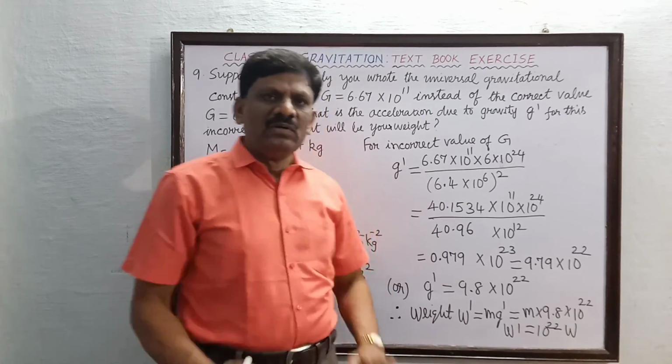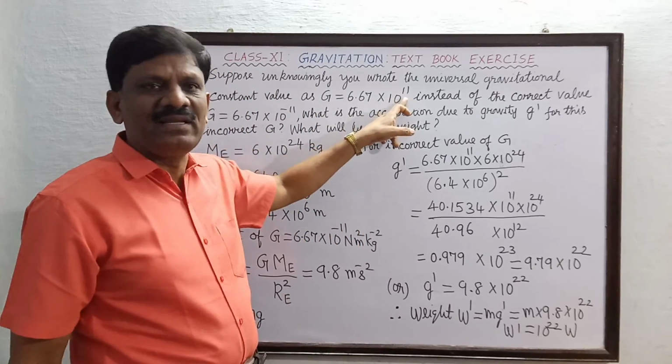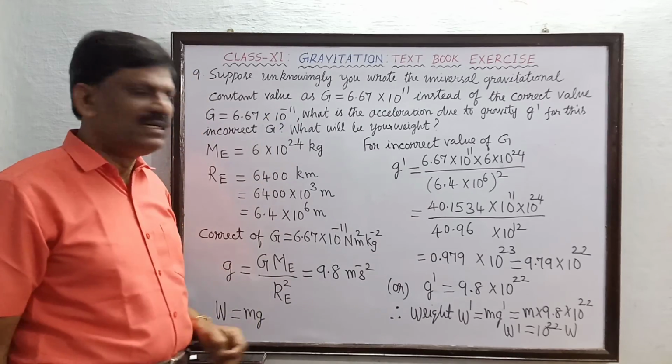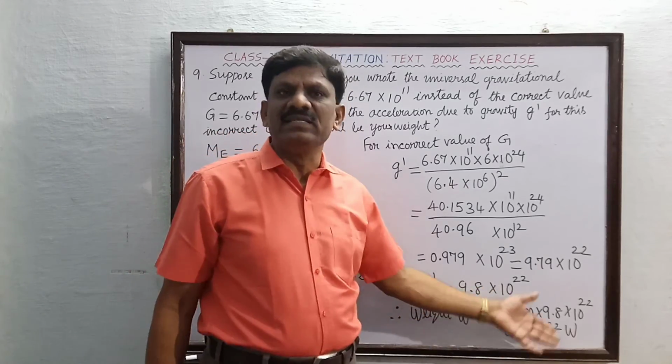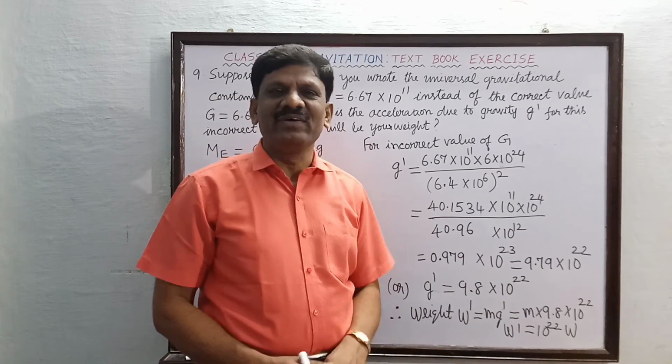Understand? So, if you wrongly assume the value of G as 10 power plus 11 instead of 10 power minus 11, then we find that the weight has increased how many times? 10 power 22 times. I hope you have understood. Fine.